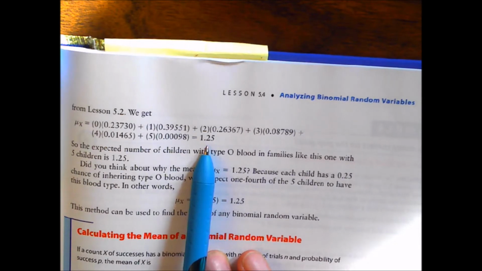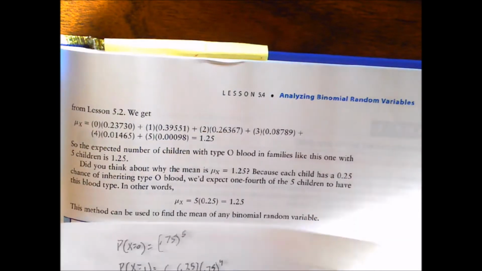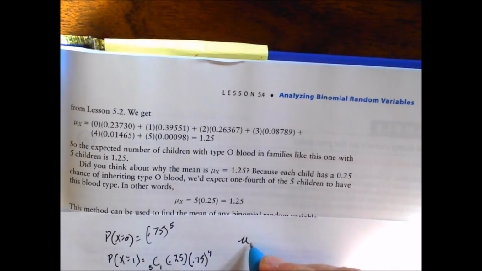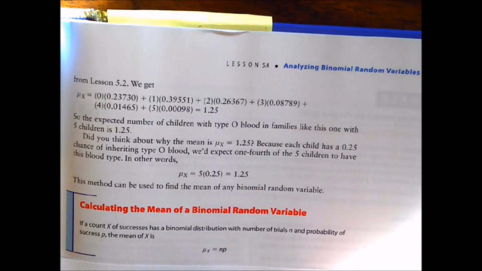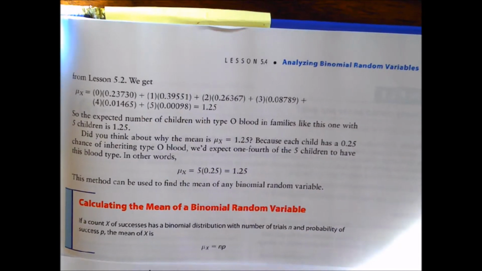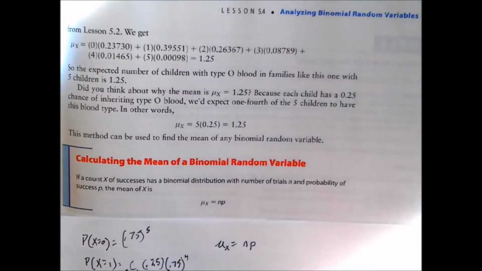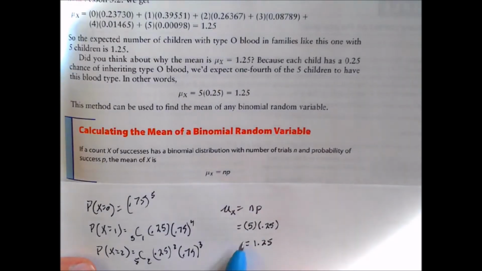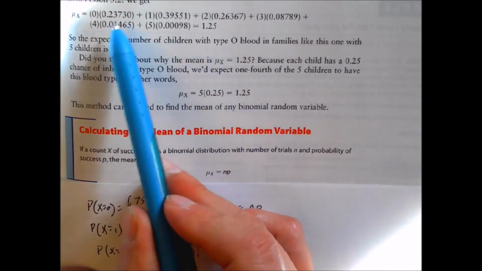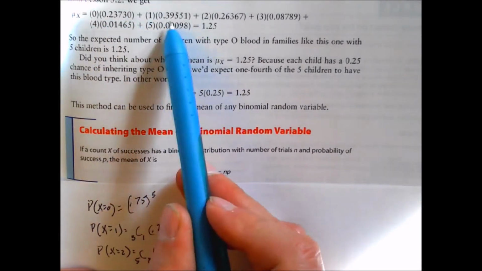Okay? There's a formula we can use as well. To find the mean, we can use this formula here: we can take n times p. So in this problem, n was 5, there were 5 children, and the probability was 0.25. If you multiply those together, you get 1.25, which is exactly the same thing as if you take that times that plus that times that plus that times that, etc.